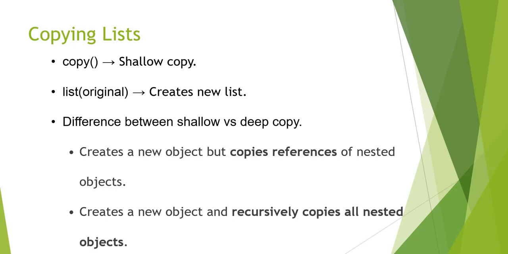Now let's see the difference between the copy method, that is a shallow copy, versus a deep copy. A shallow copy creates a copy of the reference, the object reference, of nested objects. As against that, in a deep copy, all list objects are recursively copied. This is the major difference between shallow and deep copy.